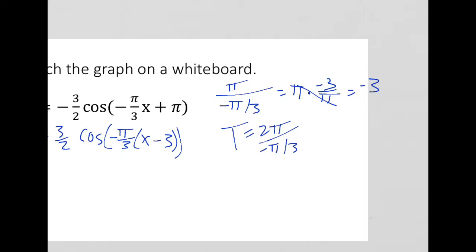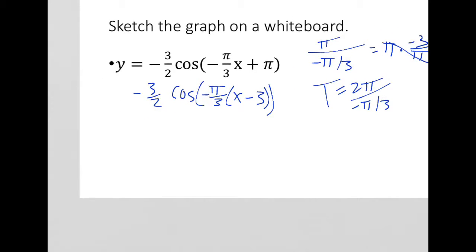-pi/3. Actually, I'm going to pause real quick because I want to think about one more thing. We know that cosine is an even function. If you think about what the graph looks like, that's how we normally draw it. But continue it back this way. It has perfect symmetry there across the y-axis. That means it is even.